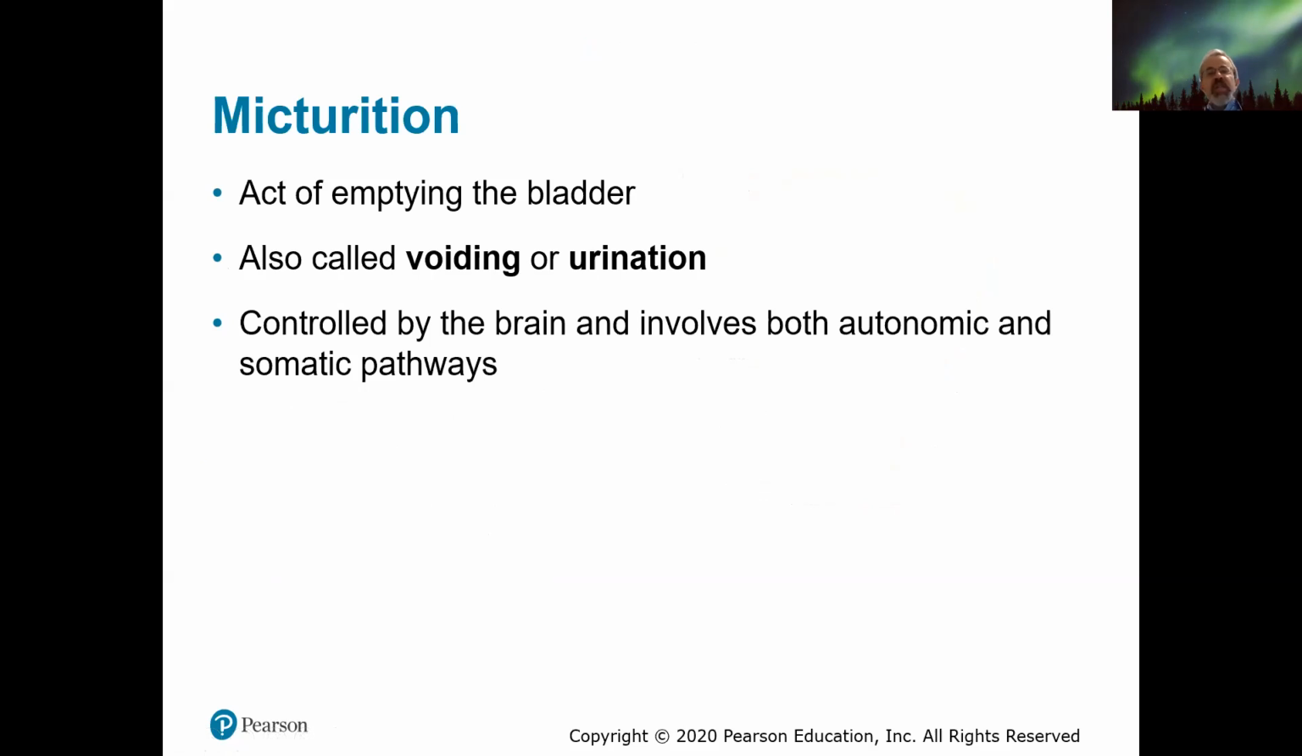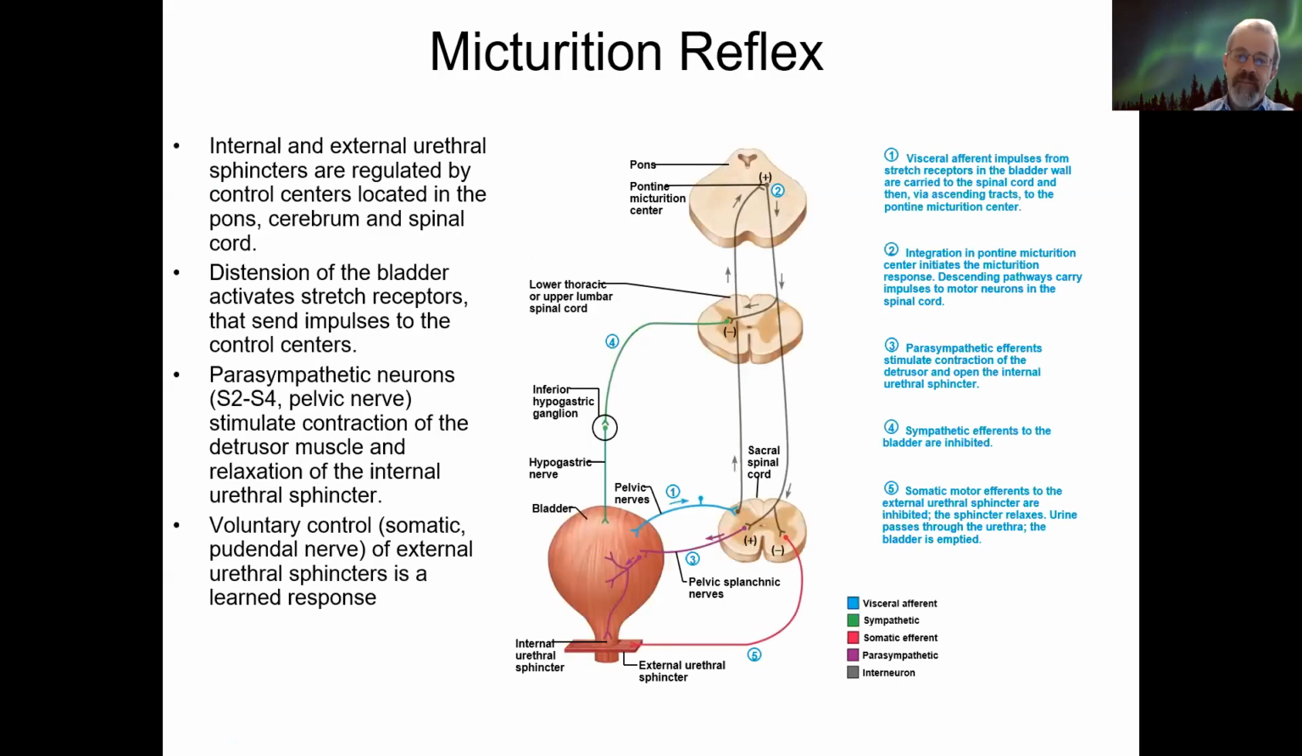So we're almost at the end. Let's talk a bit about what's known as micturition, which is the same thing as urination. This is also known as voiding or urination. This is under the control of both the autonomic and the somatic pathways. And if you think about it, it kind of makes sense, right? We have smooth muscle with the internal sphincter and also the detrusor. Those are controlled by the autonomic. And then we've got skeletal muscle with the external sphincter that's controlled by the somatic, all right?